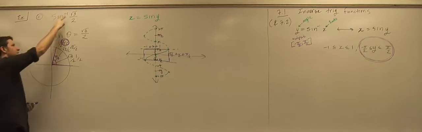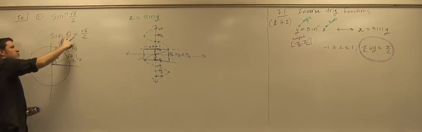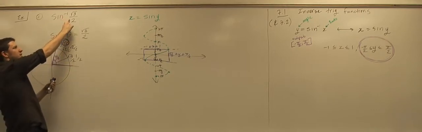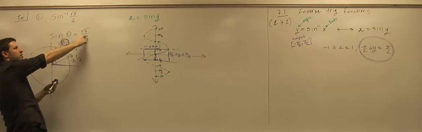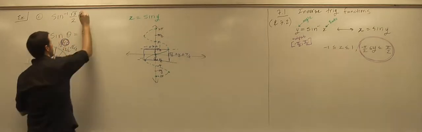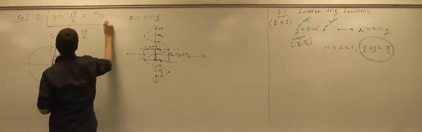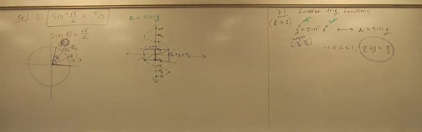So to evaluate an inverse function, you change it back to the original function, where this is what the original function has to equal. This is the ratio. So then the answer would just be pi over 3. What do you think? Easy enough?